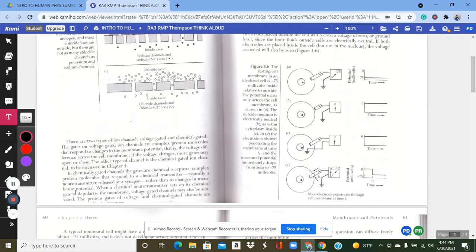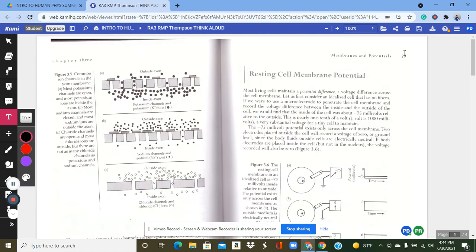Okay, so I think the main difference between these two ion channels is that the voltage gated channels open and close in response to changes in the voltage or the membrane potential, which I think is involved in generating action potentials. And I think the chemically gated channels open and close in response to chemicals such as neurotransmitters.